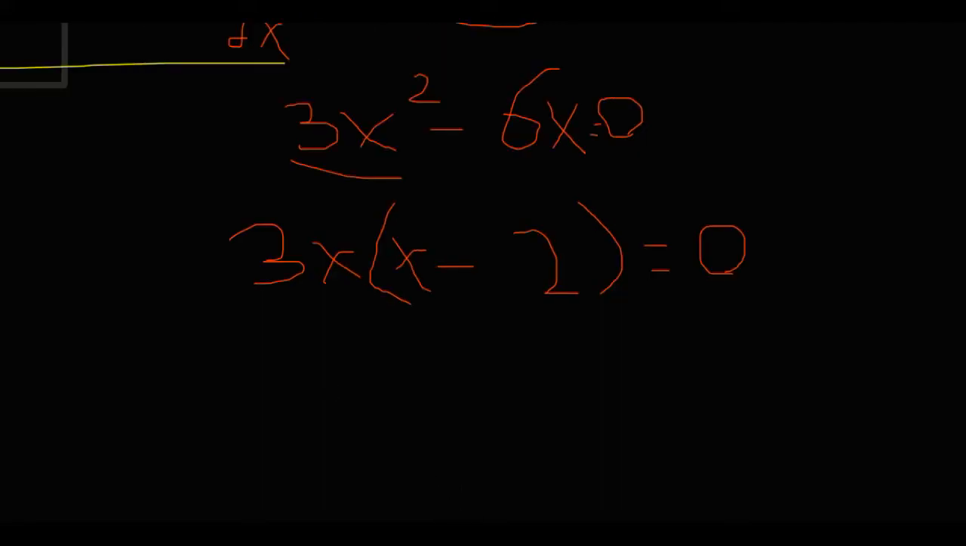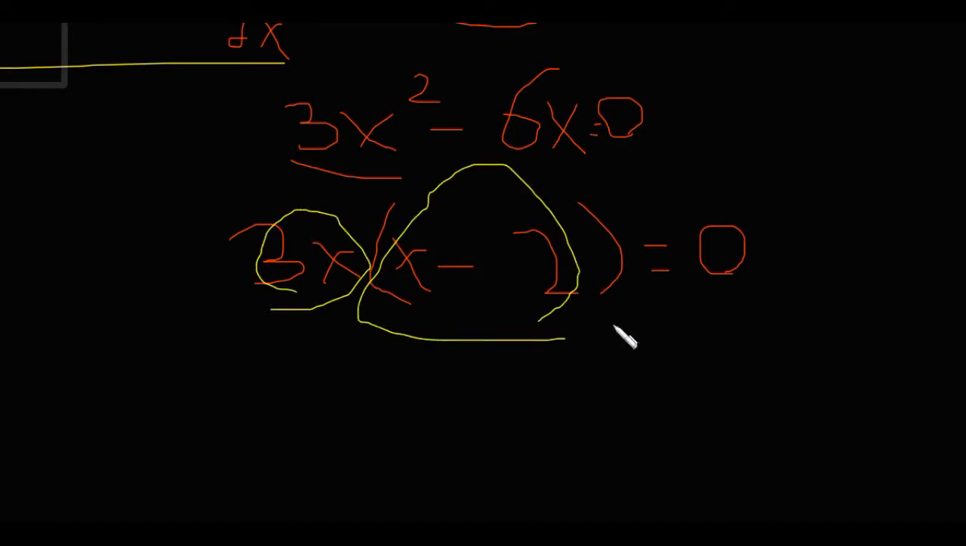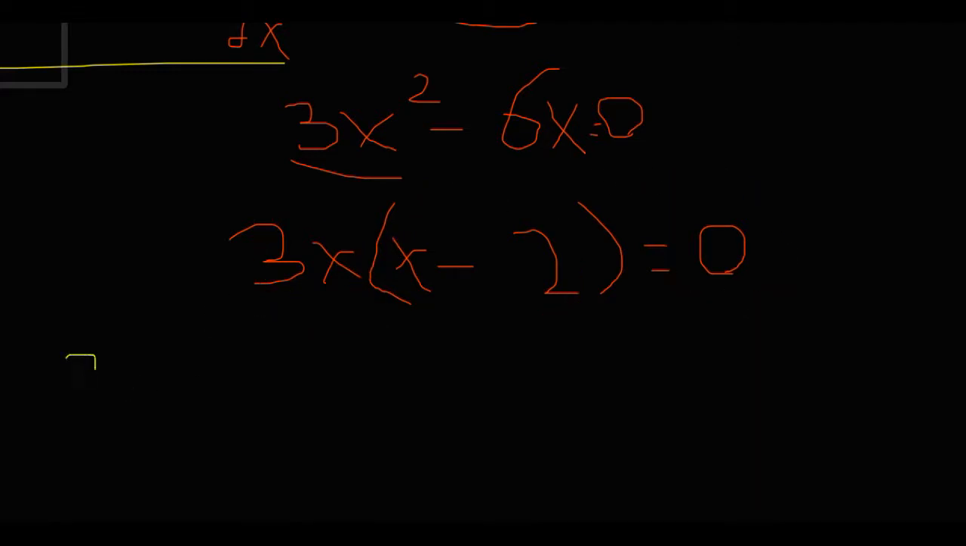Now we have two things. 3x times (x minus 2) is equal to 0. That means this number or this number has to be 0, because the answer is 0, because any number times 0 is 0. So that means either 3x is equal to 0 or x minus 2 is equal to 0.